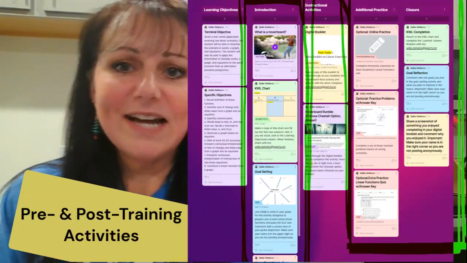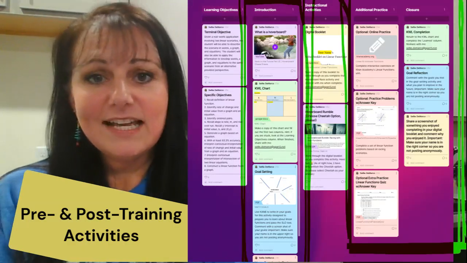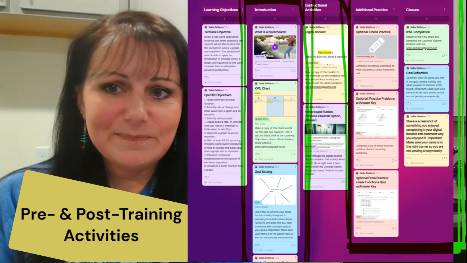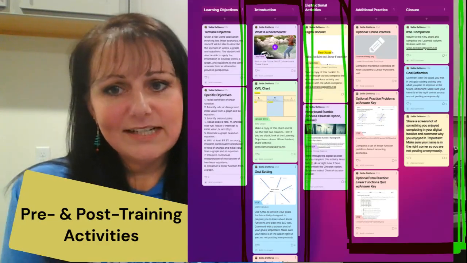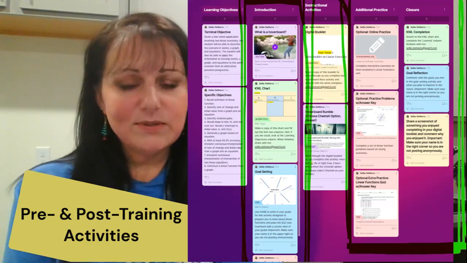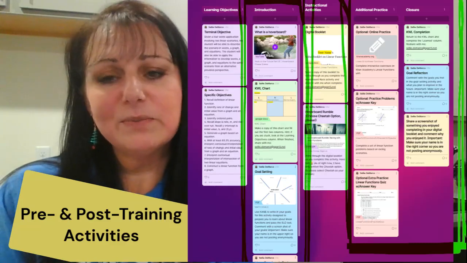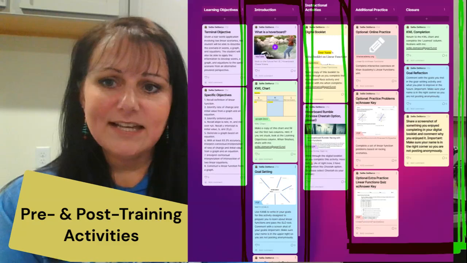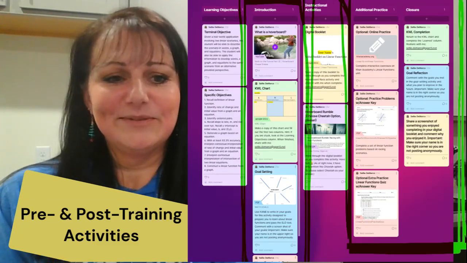Here is a visual of the Padlet with the introduction highlighted as the pre-training activities, such as the video to gain interest, the KWL chart, and goal-setting worksheet. Post-training activities include additional practice through Khan Academy, as well as PDF copies of worksheets from various resources. Additionally, in the closure column, students will complete the KWL chart, reflect on their goals, and share their experiences with the teacher and the other students.